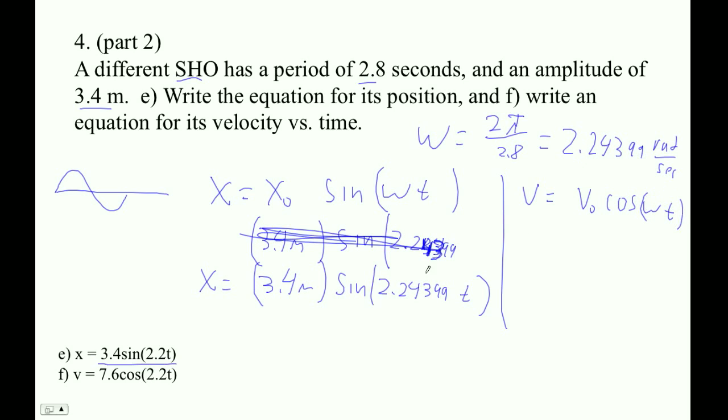Okay, we've got to find what v naught is, and of course, v naught we're going to get from this formula: omega times the square root of x naught squared minus x squared, right? To get the maximum velocity, you make this guy 0. So of course it's omega x naught, right? And so it's going to be 3.4 times this guy, so times 3.4, and you get 7.629.